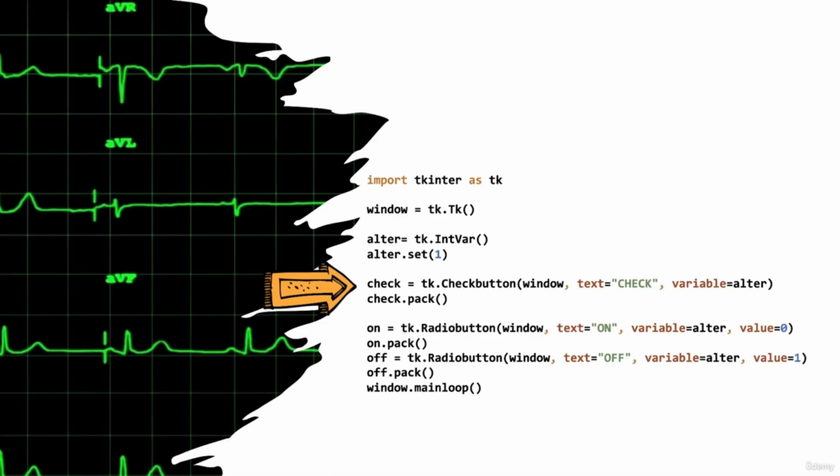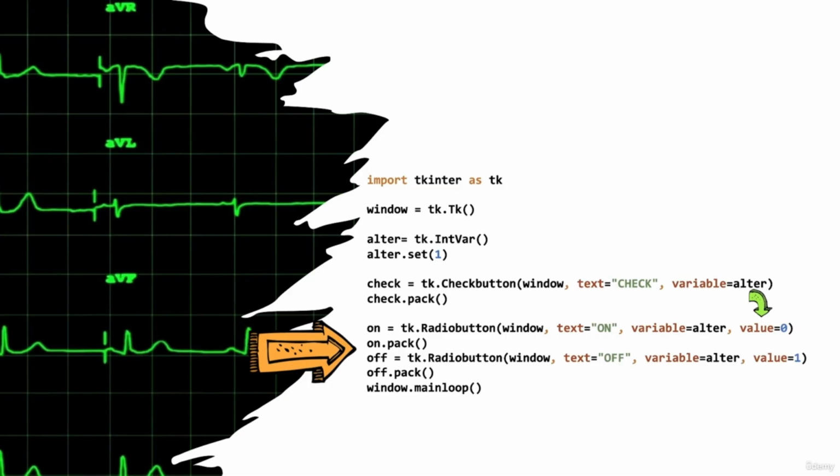Now we'll create two radio buttons, which is done using the Radiobutton class. The first two arguments are the window object where it will appear, and the text our radio button will display. The variable argument will bind both widgets to the alter object, thus confirming the creation of a group. The value argument distinguishes the radio buttons.